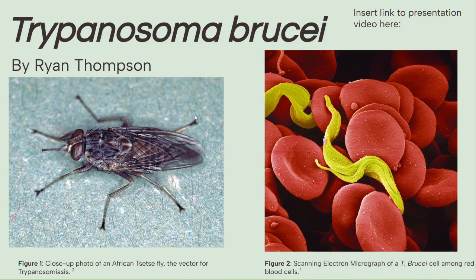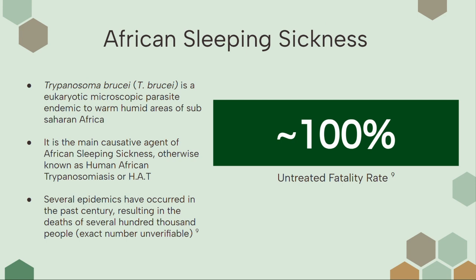On the left hand side of the first slide, you can see a close-up photo of a tsetse fly, the primary vector of Trypanosoma brucei species. And on the right, you can see a scanning electron micrograph of a Trypanosoma individual contained within a blood smear.